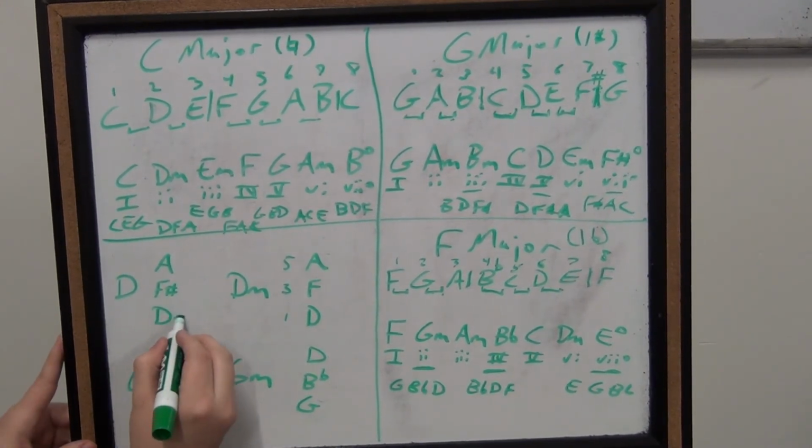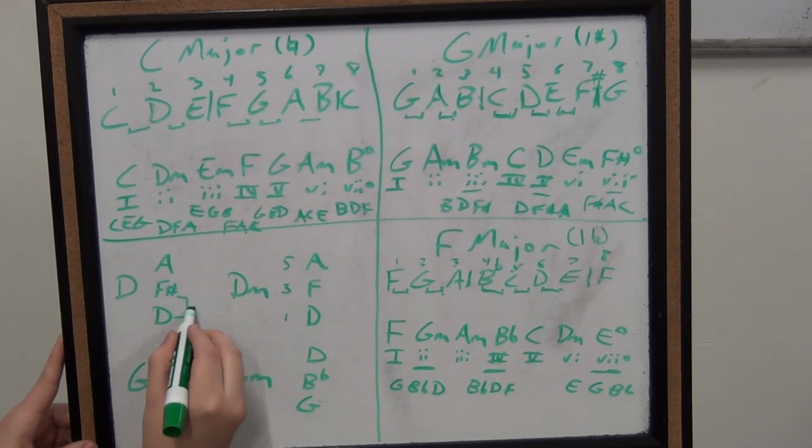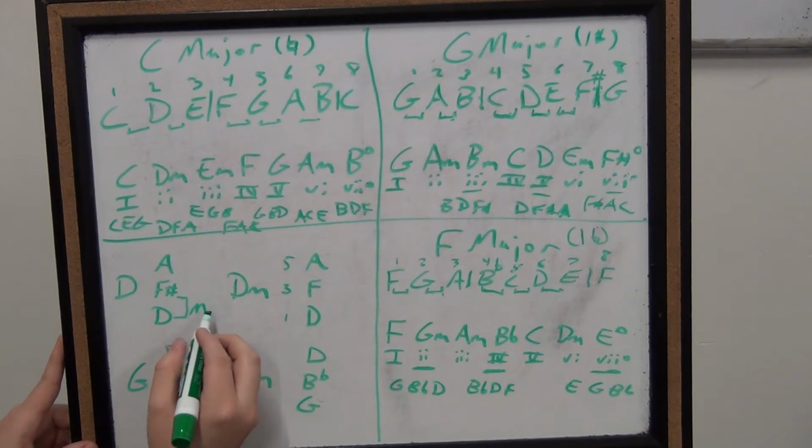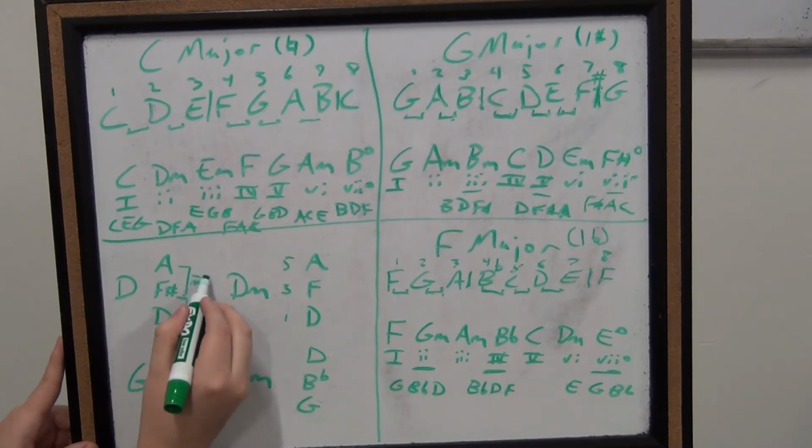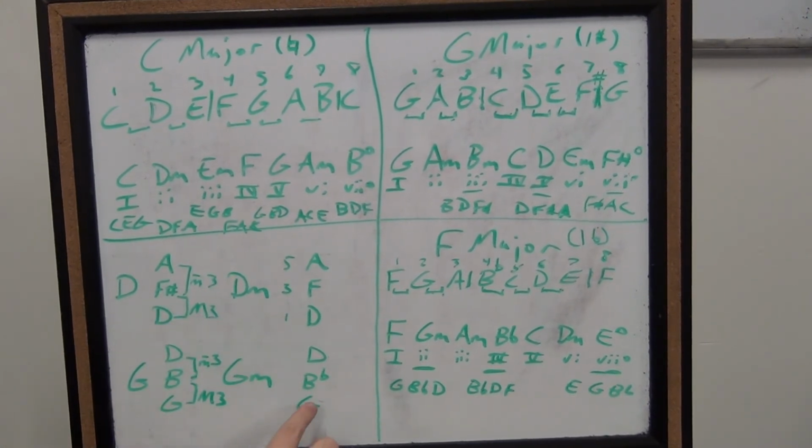Same thing here. D to F sharp is 2 whole steps, 4 semitones, 4 half steps. So that's our major third, and then F sharp to A is a minor third. Now when we do our minor chords, it's the opposite. If you think about G to B flat, G, A, B flat, that's a whole step, that's a half step. So this guy is a minor third.